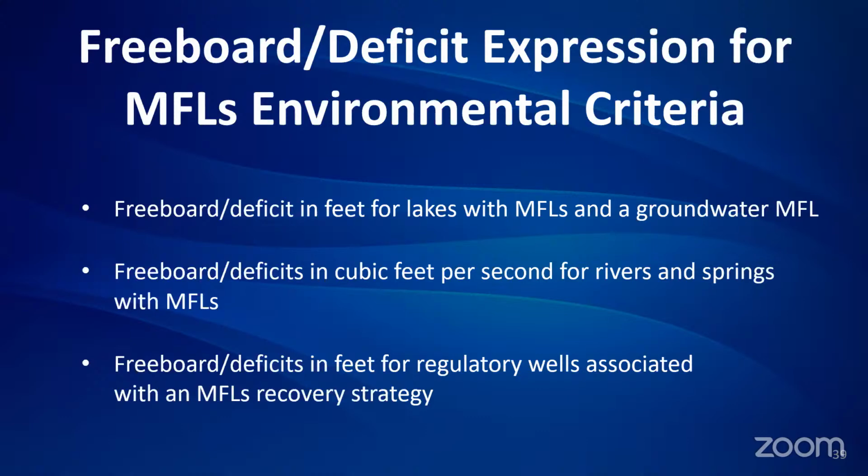In the case of minimum flows established for rivers or springs, flowing water bodies, the freeboard or deficit can be characterized as a flow rate in cubic feet per second. Basically, how fast is the water flowing, and how does that flow rate change as a function of change in upper Floridan aquifer water levels. And then finally, the regulatory wells that we'll be using for criteria for our assessment are wells in the upper Floridan aquifer. And again, those changes can be directly predicted in feet of change in water level elevations.